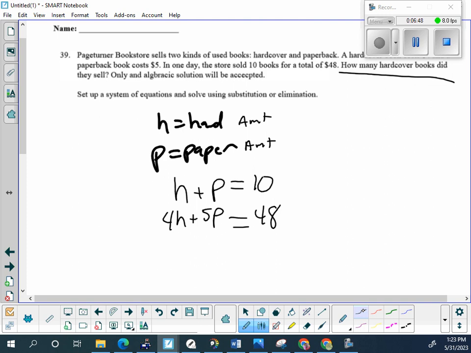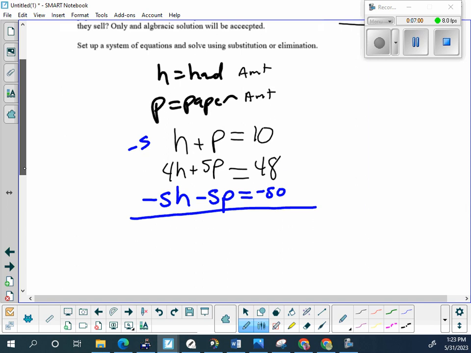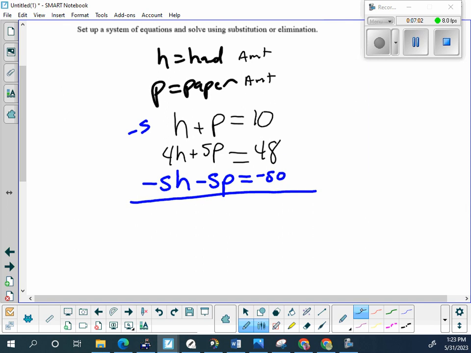To get rid of P, I'm going to multiply the top by negative 5. That's going to give me negative 5H minus 5P equals negative 50. Again, I'm solving this algebraically. Once I do that, I can combine these two equations now. I've adjusted this one and rewritten it.